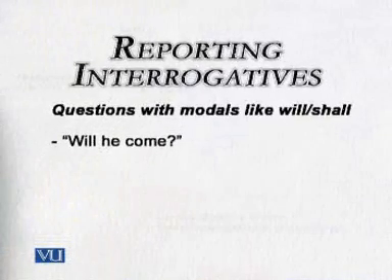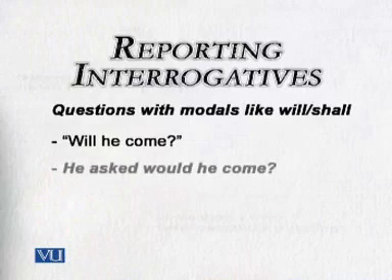On your screen again, there's an example. Will he come? Changed into he asked, would he come? Look, in this sentence, he said, will he come? Okay, what we did, he asked. After asked, no that, no if, no whether. He asked. Will is going to be changed into would. So would is there. He asked, would. And then he come. So these are three types of interrogatives from direct into indirect speeches.